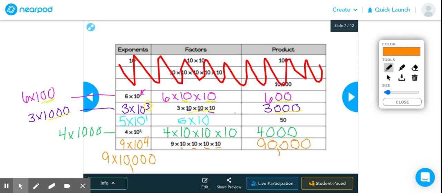Again, as I've been going through each of these examples, you should really be paying attention to those patterns, those connections between when it's written with exponents, when it's written as factors of 10, as well as looking at our product.